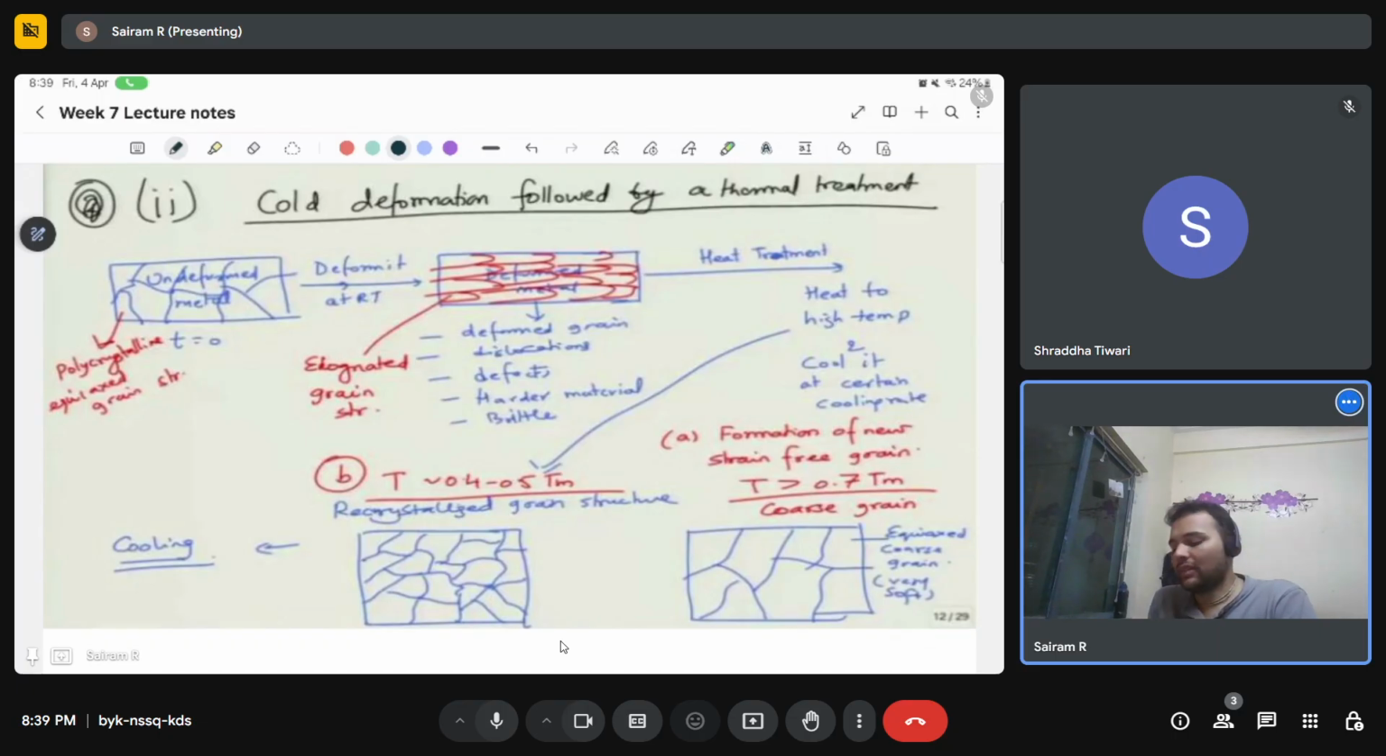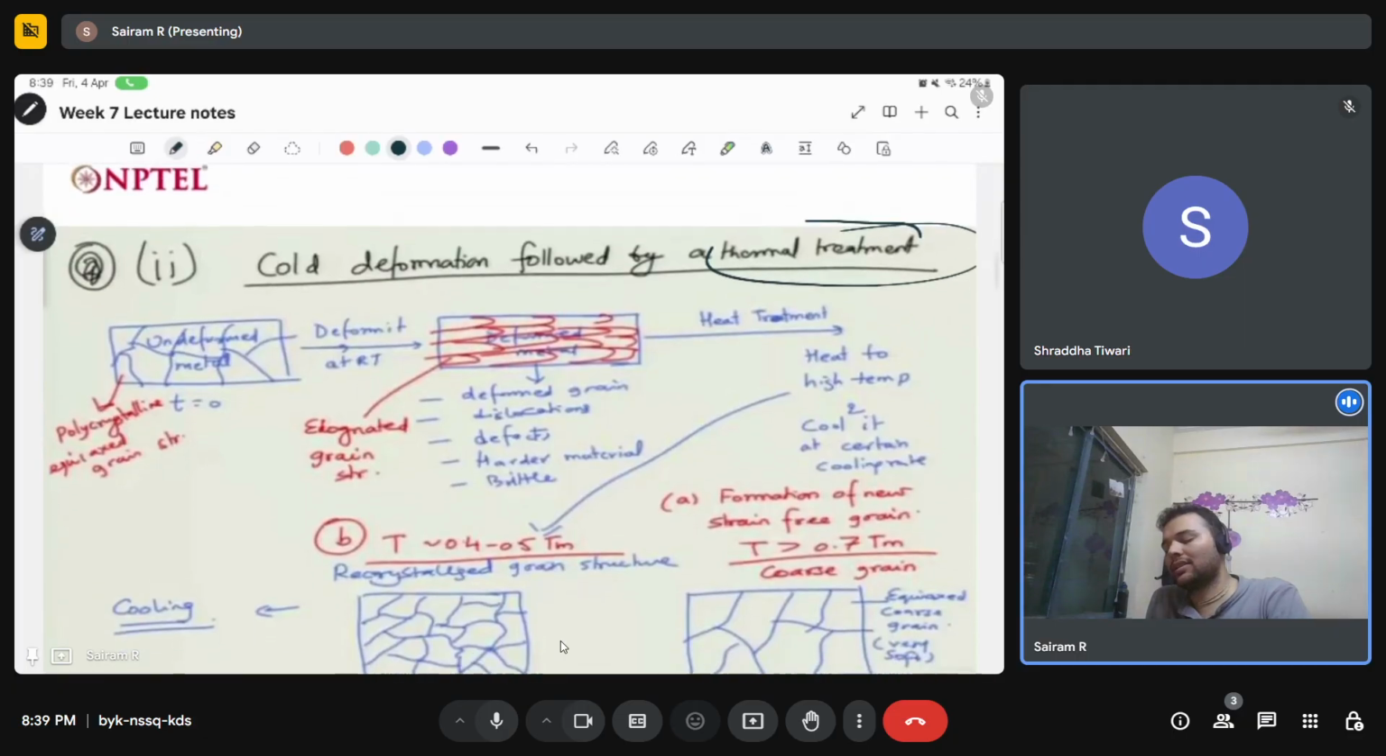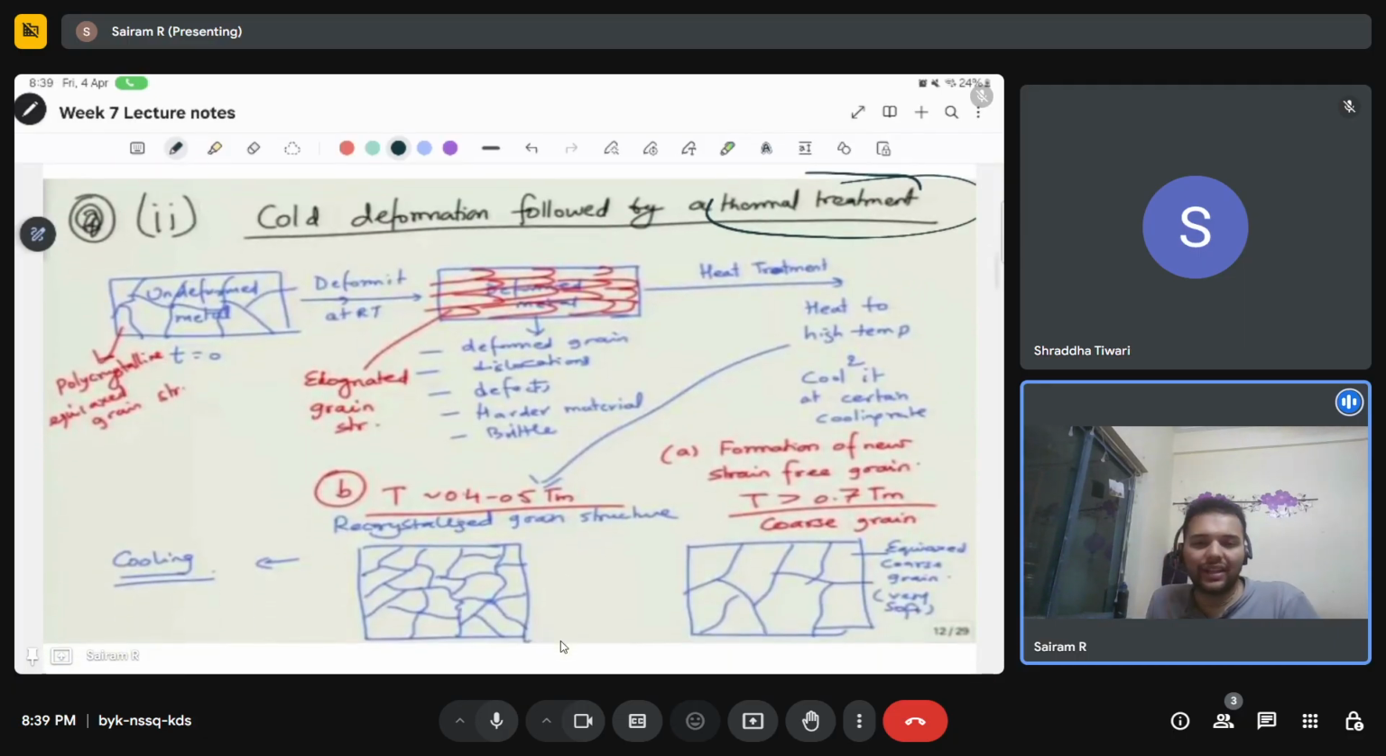The other method by which I can do something is called cold deformation followed by thermal treatment. This cold deformation can be anything from rolling to forging to extrusion, followed again by a thermal heat treatment. Why do I need a thermal heat treatment after this? After my cold deformation, my sample is going to be extremely tough. It's going to be extremely hard. It might even be extremely brittle.